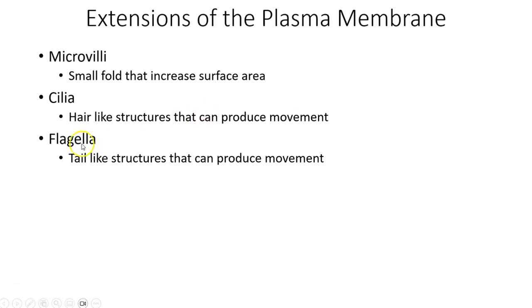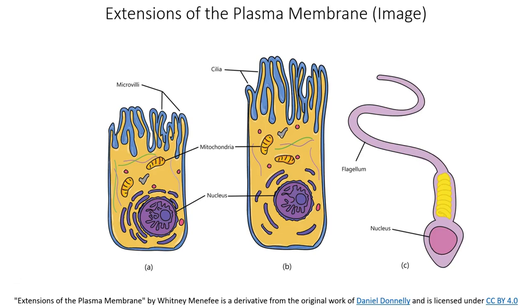And then we have flagella. These are tail-like structures that can also produce movement. The only cell found in humans that has a flagellum is the sperm cell. So we don't see flagella very much in the human body. We see it a lot more commonly in bacterial cells, which again, we're not talking a whole lot about in this class.